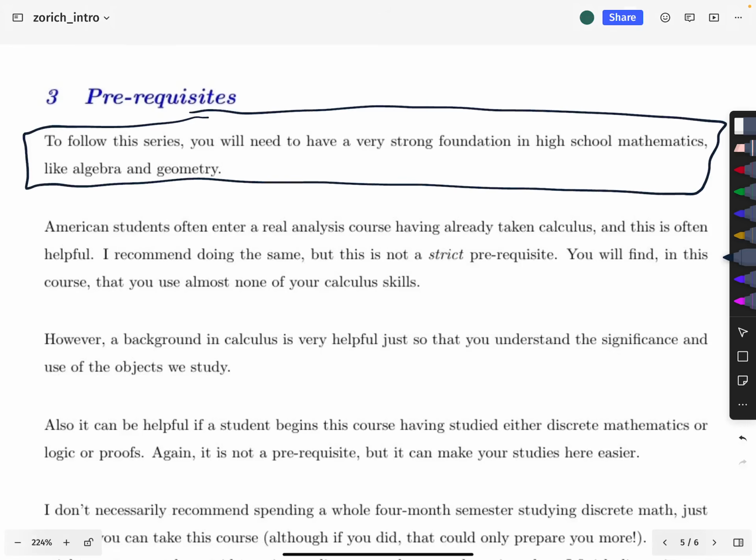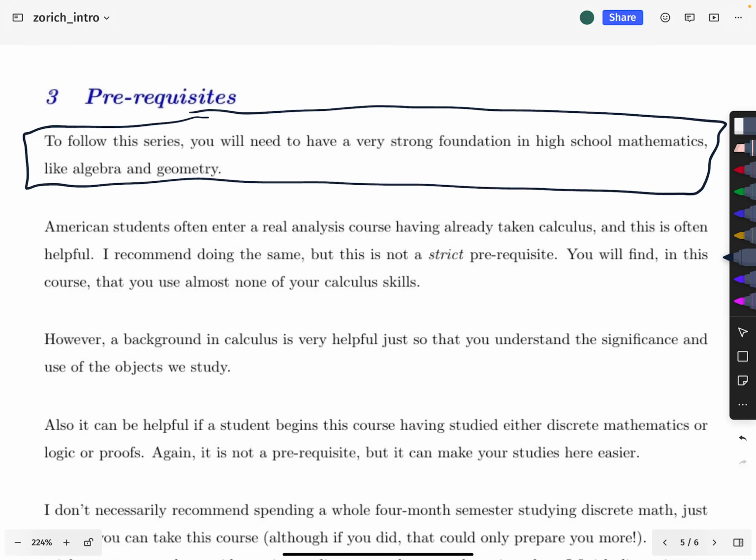A prerequisite to real analysis is calculus, and many American universities make that a formal prerequisite for analysis. It is really not a strict prerequisite. You will find that you use essentially none of your calculus skills in a real analysis course. The only reason why it's sometimes made a prerequisite is because knowing calculus helps you to understand why we're doing some of the things that we're doing. It helps you to get a somewhat more physical and intuitive understanding of the objects that we study. But like I said, it is not strictly necessary.